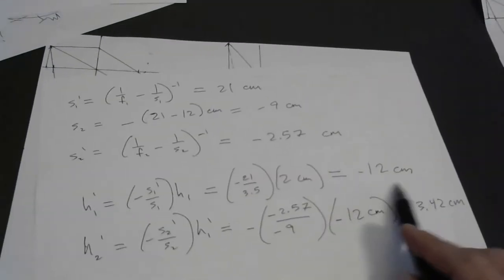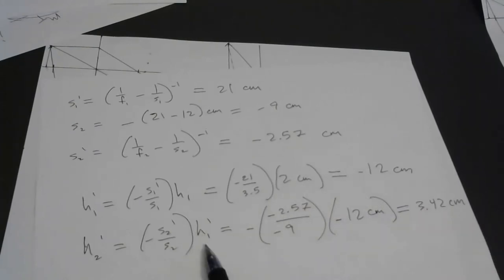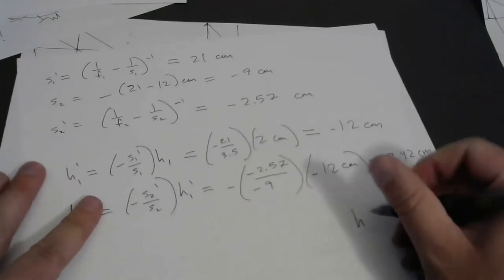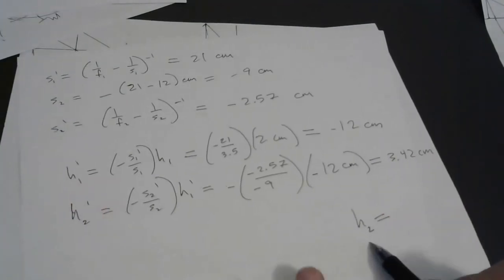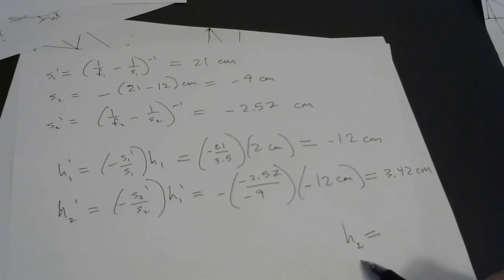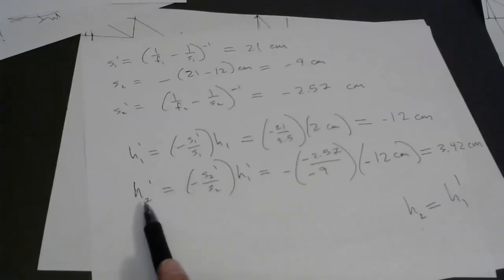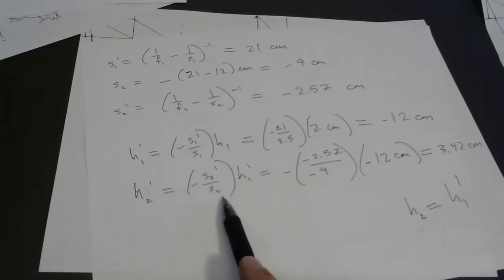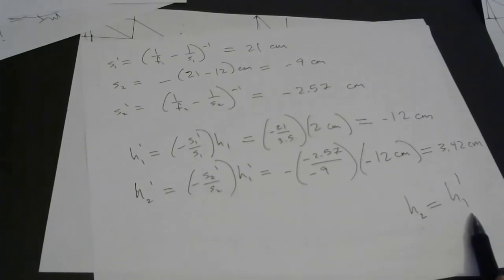That image height for the first lens becomes the object height, H1 prime. Did I do that right? Off to the side here, I'll note that H2, the height of the object for the second lens, well, that's the same as the height of the image from the first lens. So that would be H1 prime. Yeah. So what I'm really doing is saying H2 prime is the magnification of the second lens times H2, but H2 is the same as the image height from the first lens.